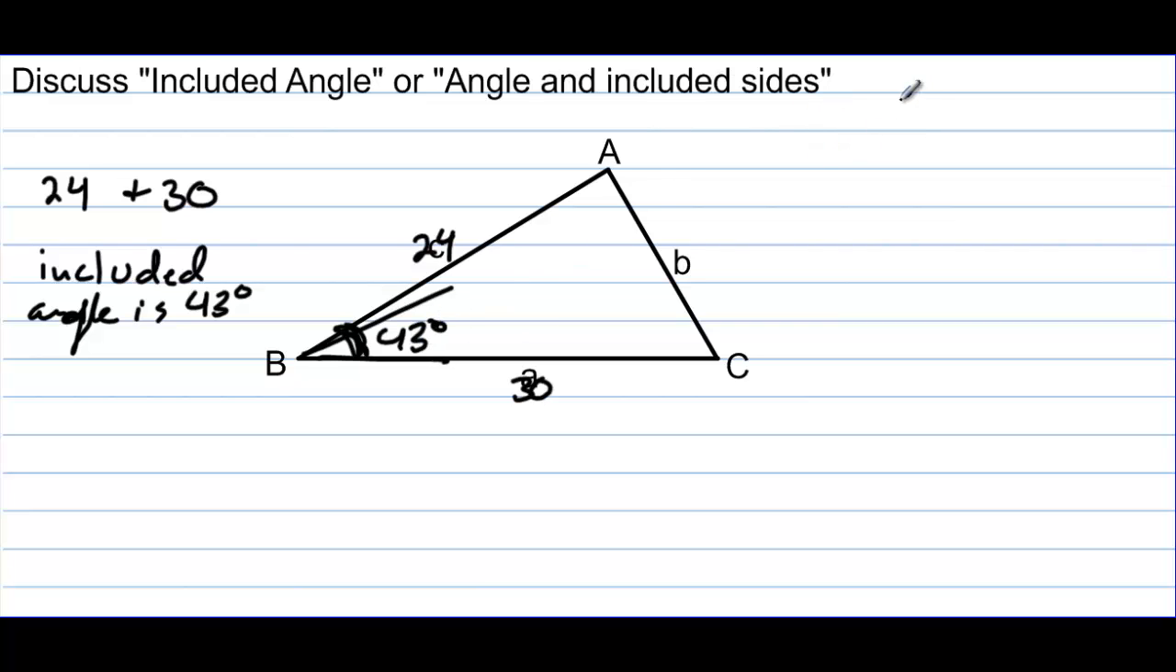Now if it says angle and included sides, then it's just the opposite of that. If I said that the angle was 34 degrees and the included sides were 25 and 31, then this could be the 34 degrees right here, and the included sides of that angle would be, this could be 25 and this could be 31.